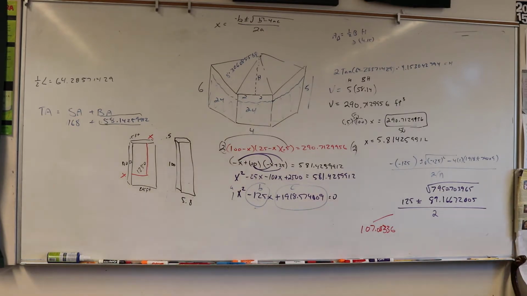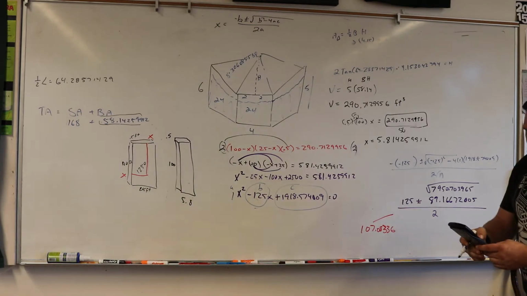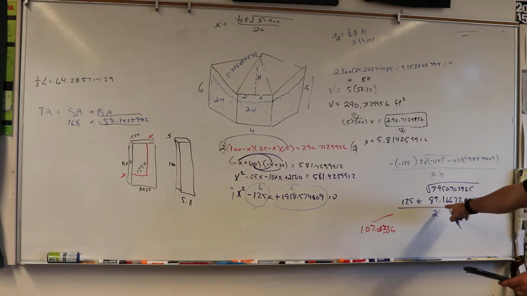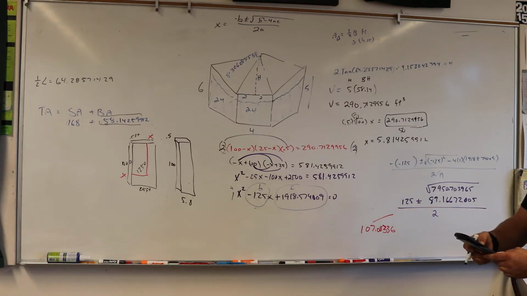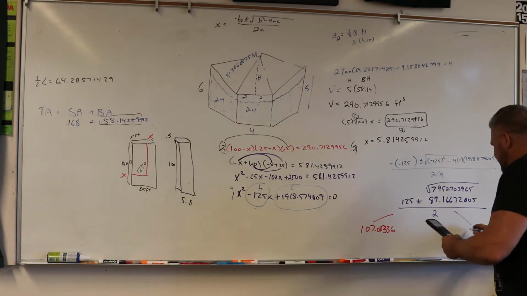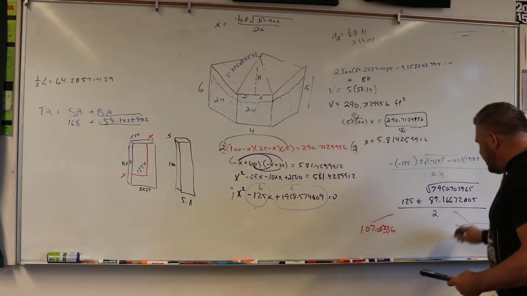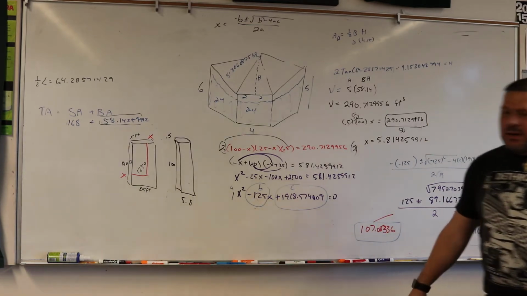So instead of having to type all that back in, now I can go to the negative answer. That gives me negative 89 plus 125, hit equals, and then divide by 2. And now I get my other answer, which is 17.916639997. So now we have 2 answers that work.